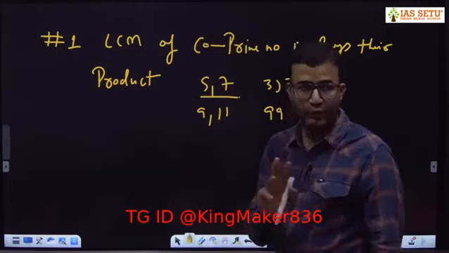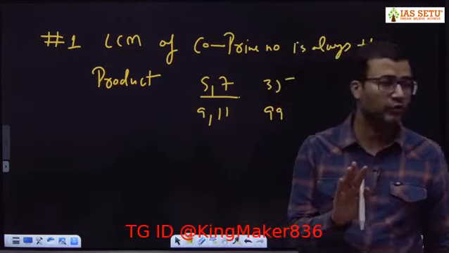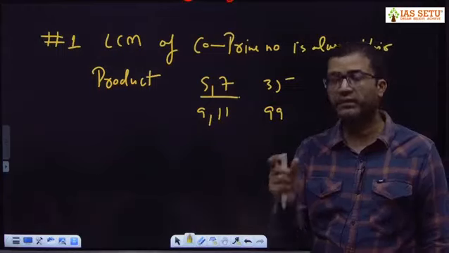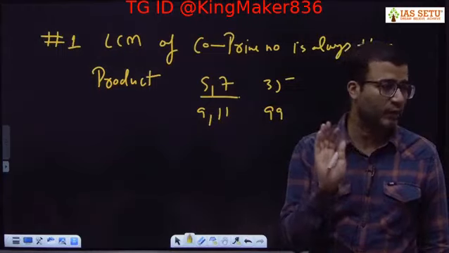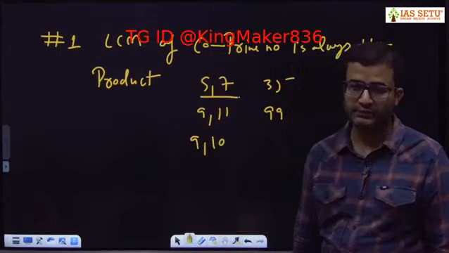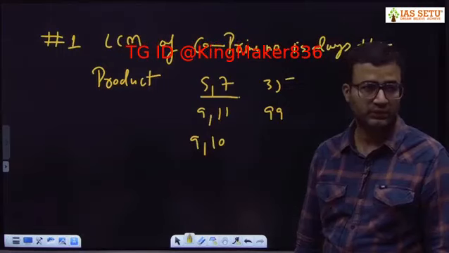Okay, co-prime you know. Any one of you don't know co-prime? Okay, so if given numbers are co-prime, their LCM is their product. So what is LCM of 9 and 10? 90.